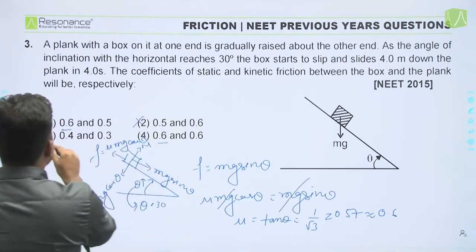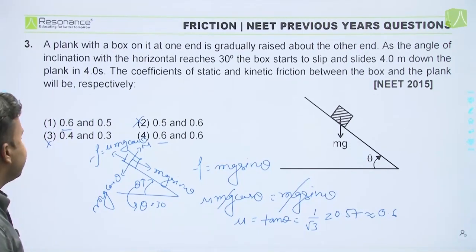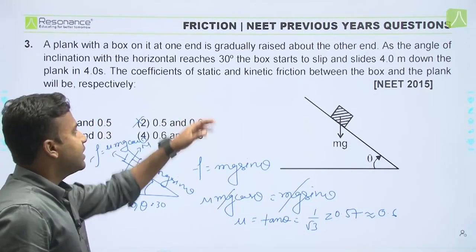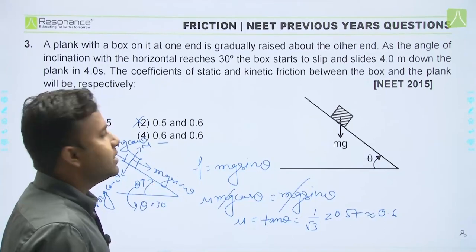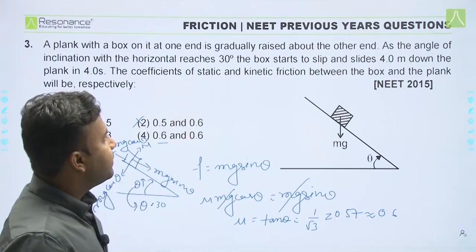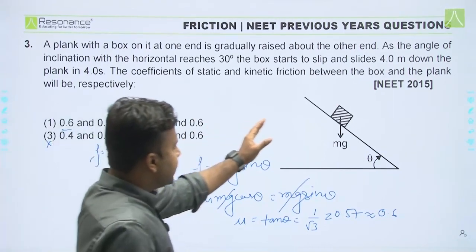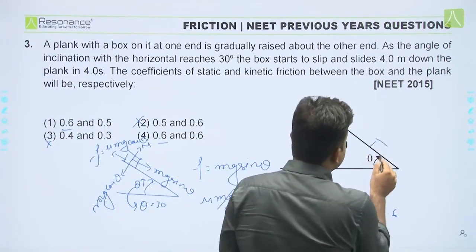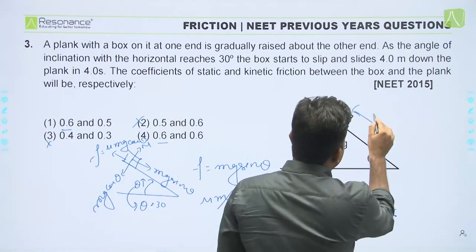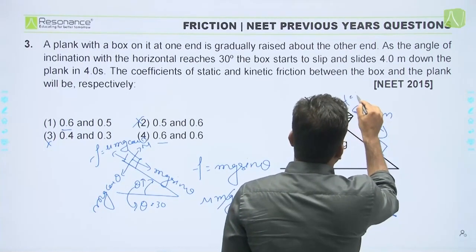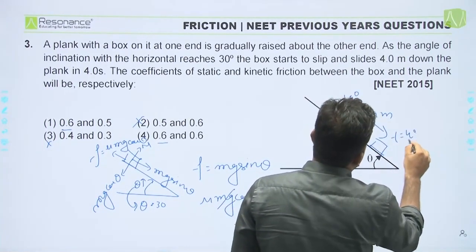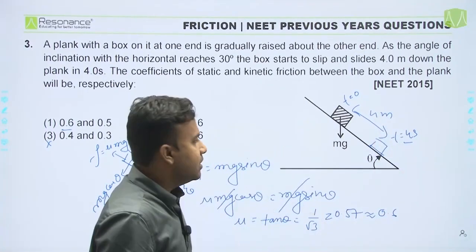So these two answers are incorrect. Look at this, for calculating the second part, the kinetic friction, one condition is given here: it slides 4 meters down the plank in 4 seconds. Suppose it slides 4 meters from here to here. If it starts at t equal to 0, then at t equal to 4 seconds this block reaches this point.